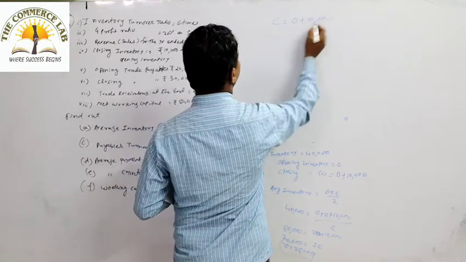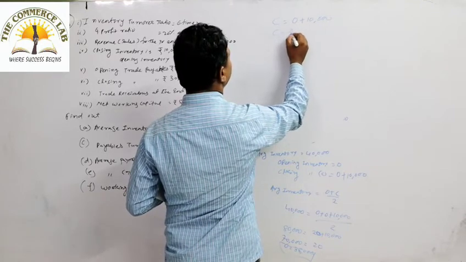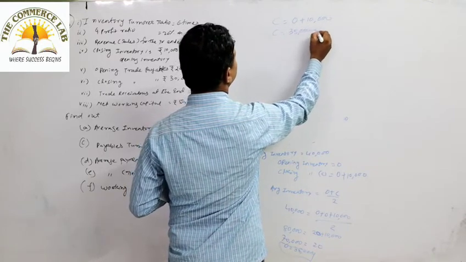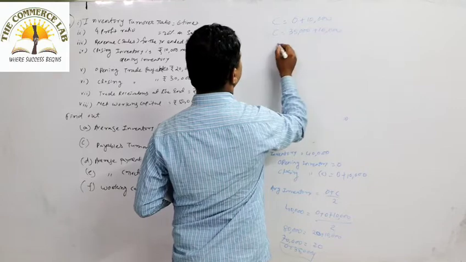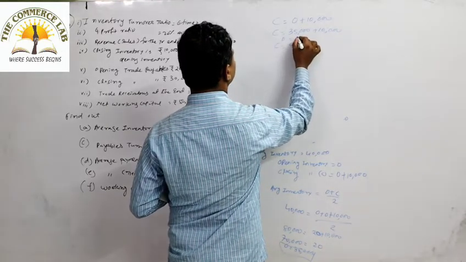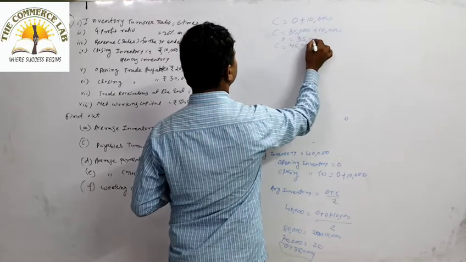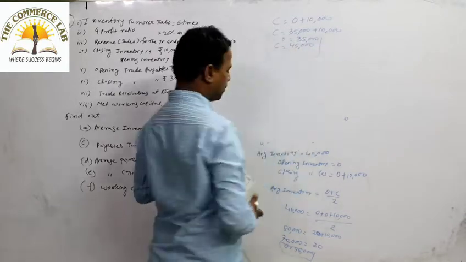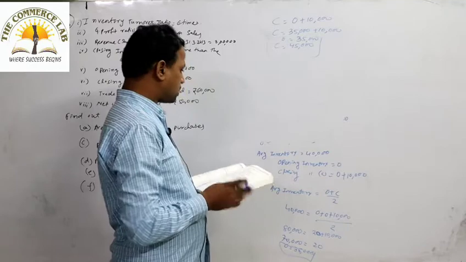So closing inventory will be 35,000 plus 10,000. So how much closing inventory did you get? 45,000. So opening inventory is 35,000, whereas closing inventory is 45,000. Okay.